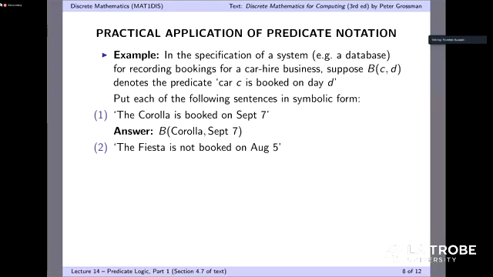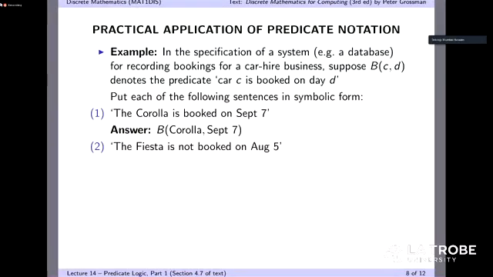So suppose you want to say Fiesta is booked. So this is B, Fiesta, August 5, not. Suppose it is booked, right? You're going to say B, Fiesta, August 5. If I ignore this not sign, it would say that Fiesta is booked on August 5. And then you put not outside to say that it is not.